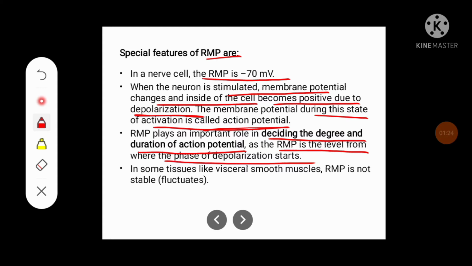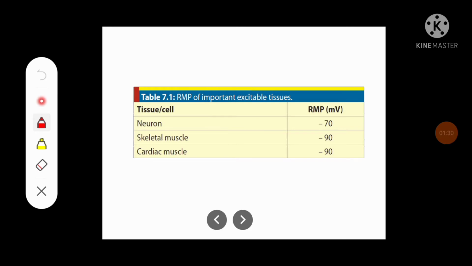In some tissues, like visceral smooth muscles, RMP is not stable; it keeps on fluctuating. This is the resting membrane potential in different excitable cells. In neuron it is minus 70 millivolts, in skeletal muscle minus 90, and in cardiac muscle it is minus 90 millivolts.